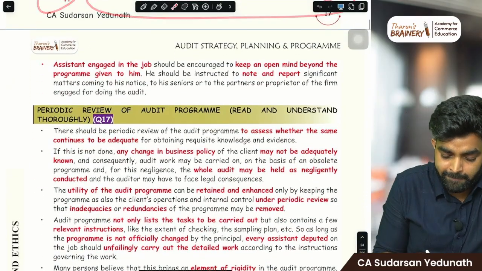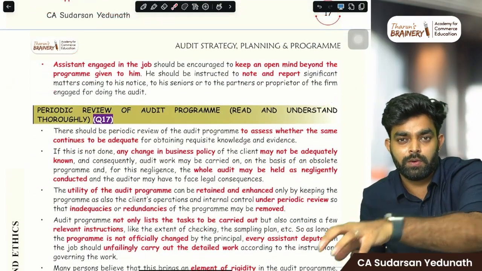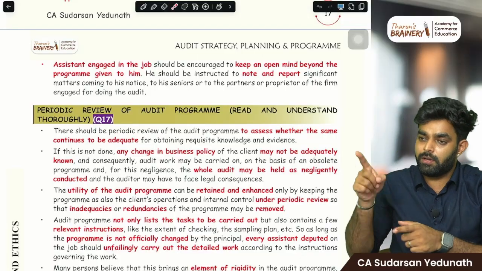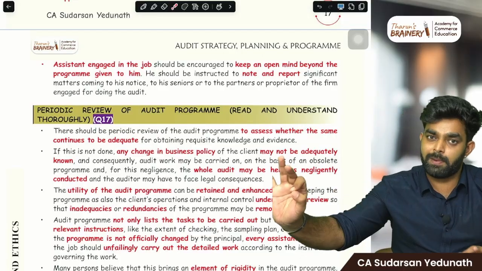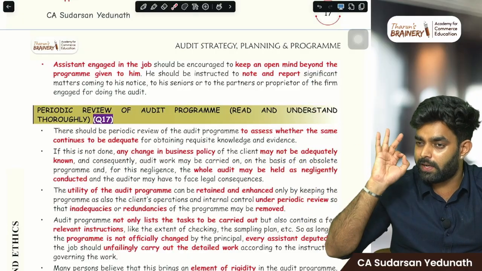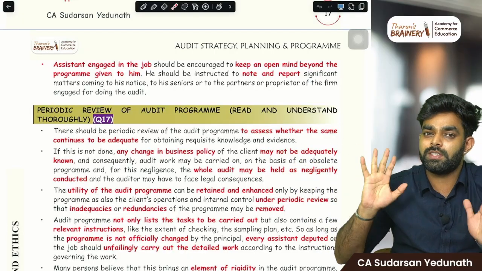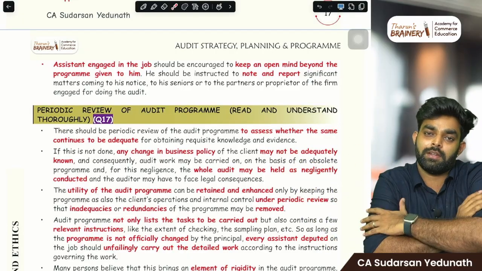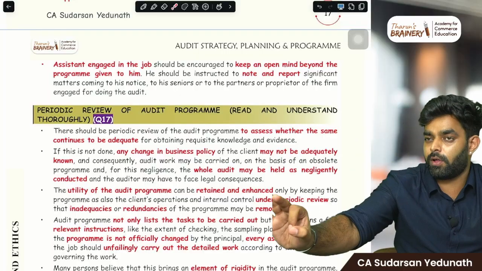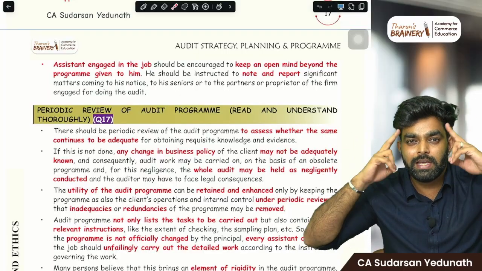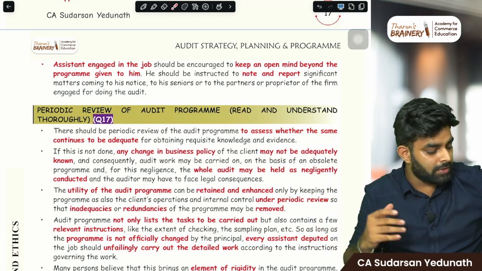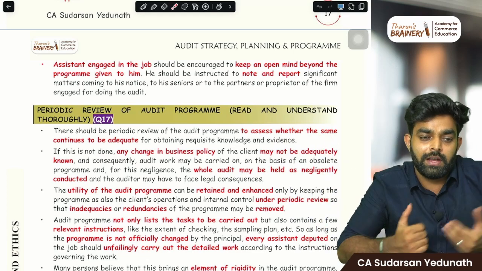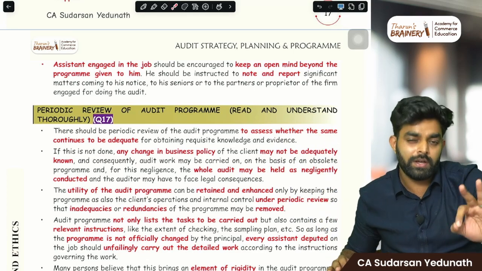Then the assistant who is doing the audit work, tell him, I have given you an audit program, a set of instructions. Please follow that correctly. Along with that, don't just follow it blindly and say, okay, I've done everything. Don't do that. You have to follow it correctly, plus you have to keep your mind open to identify any fraud or error. Don't just follow instructions like a robot. Do it correctly.